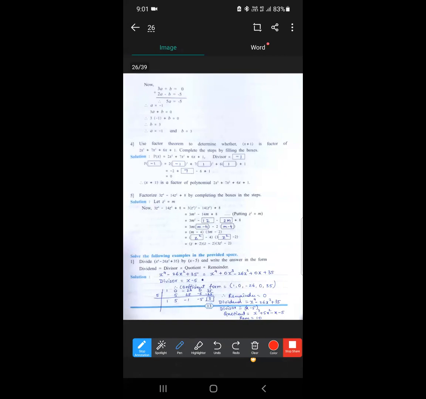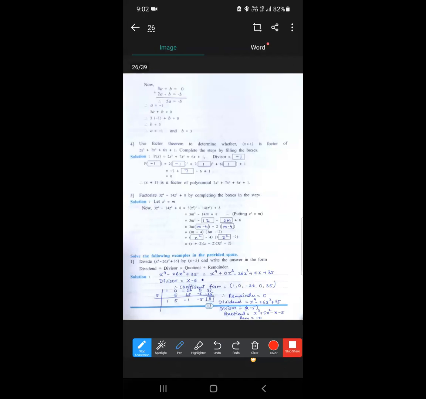Now this you have been doing from your lower classes. This is the formula after the completion of the division. After the completion of the division, you need to write it in this form. So here it is division, but you need to apply synthetic division. So what is the dividend? That is x raised to 4 minus 26x square plus 35. And the divisor is x minus 5.